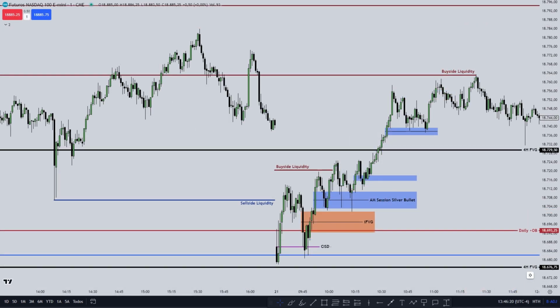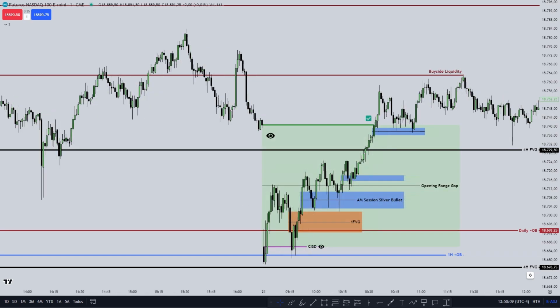Lastly, another confluence that we had to frame a long setup is that we had an opening range gap to fill, as you can see. As I've already told you, opening range gaps tend to be filled, so you should take them into account in order to frame a bias.